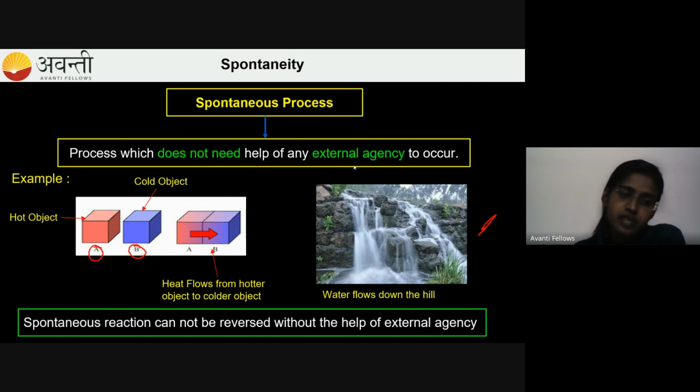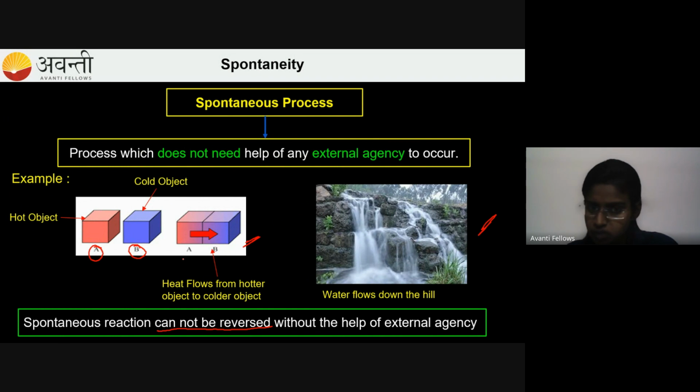It cannot be reversed. Suppose if you separate these two blocks from each other, heat cannot flow from object B to object A, right? It cannot be reversed. Got it? The heat which is there in object B cannot go to object A if I separate them back. So a spontaneous reaction cannot be reversed. This is an important point you have to keep in mind.